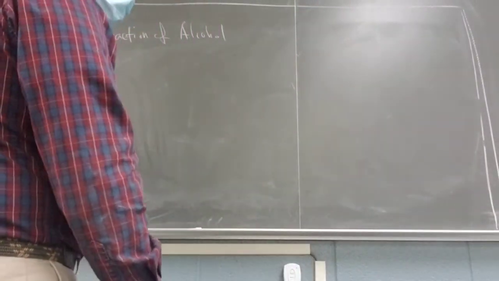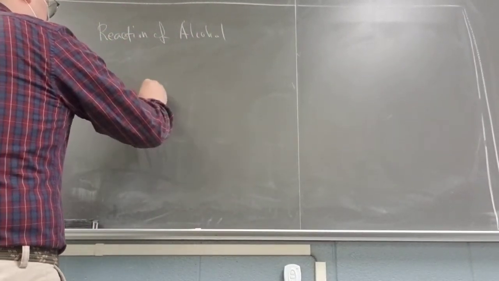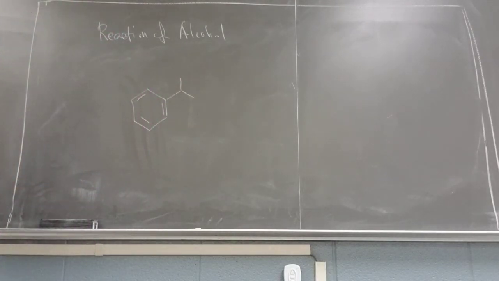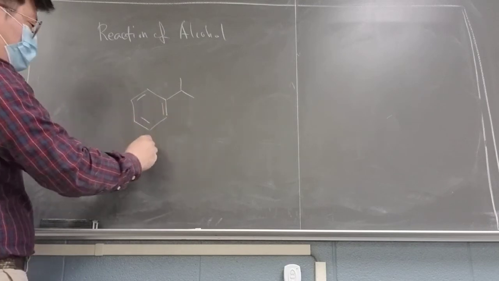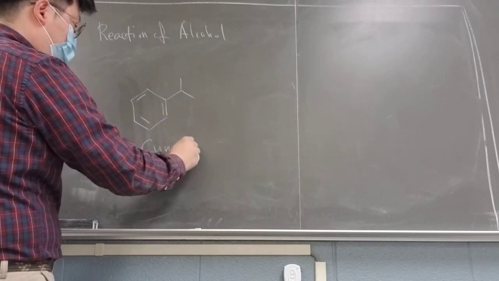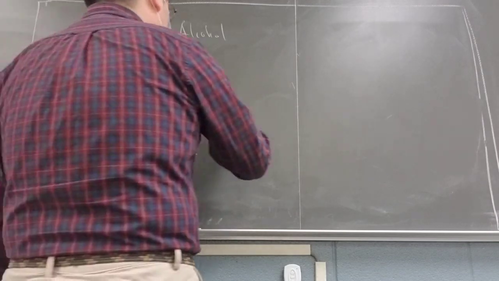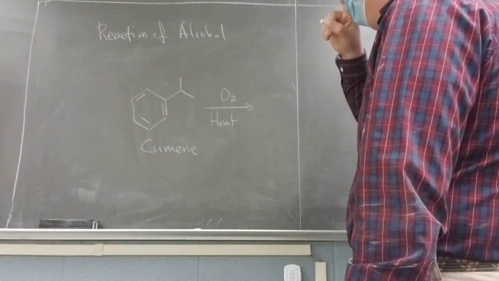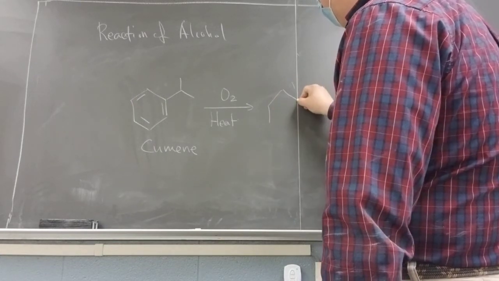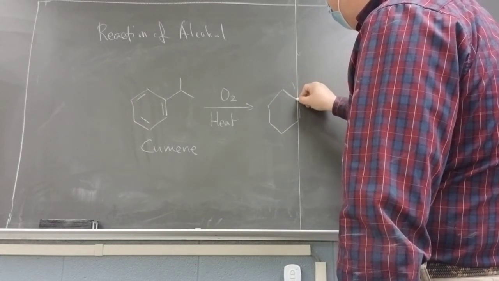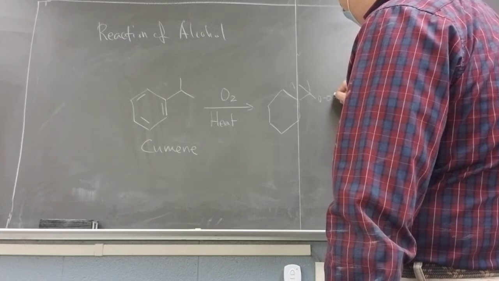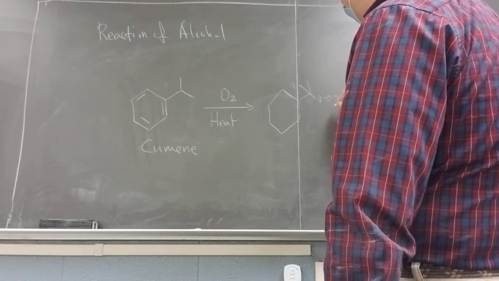Okay, so next one, let's try this one. This is what we call isopropyl benzene. We actually call this cumene. This is cumene compound. And then you can treat it with some oxygen with a lot of heat. And then they can become cumene hydroperoxide. Looks like this.